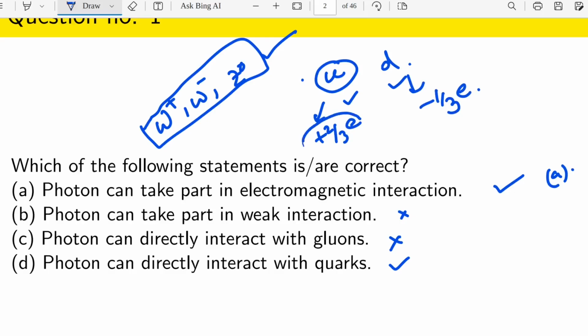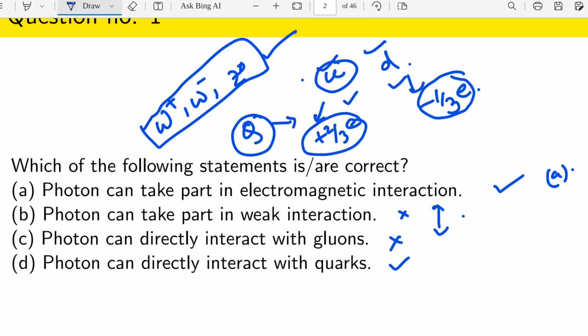As U and D have charge under electromagnetic interaction, obviously photon can take part directly in the interaction with quarks, because the quarks are charged under electromagnetic interaction. Charged under electromagnetic interaction means it has a charge Q, and the Q value is non-zero for U, D and all these quarks, right? So that's why we can tell that photon can directly interact with quarks, and these 2 will not be the correct one.